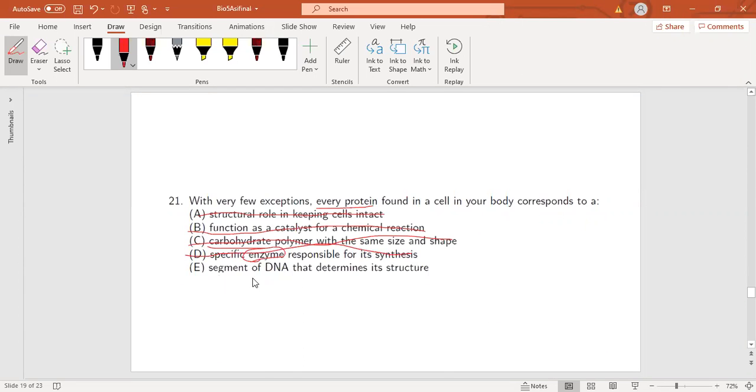And E, segment of DNA that determines its structure. So this sounds right. In the slide we just talked about before, DNA determines the RNA sequence, which gets translated into the type of protein it will be. Ultimately, what you have in your DNA determines the protein structure. So E is our correct answer in this case.